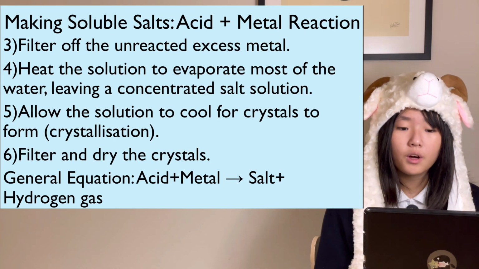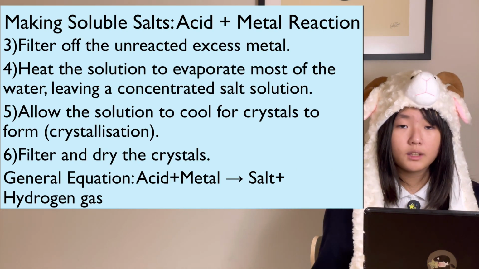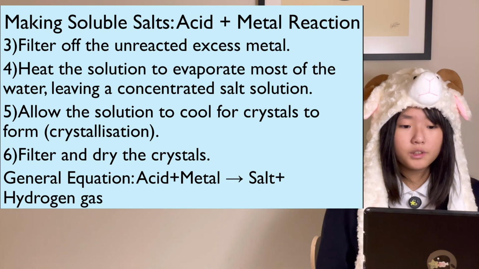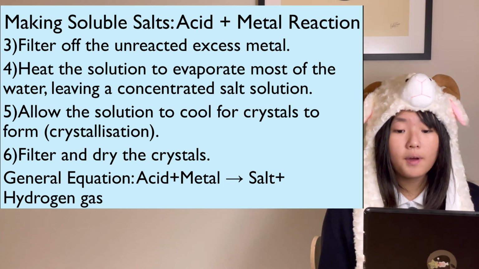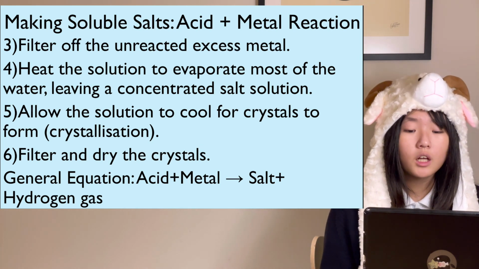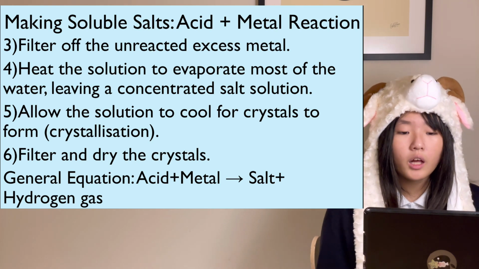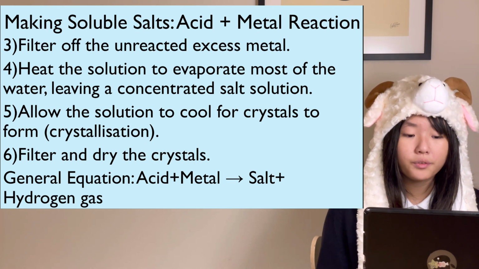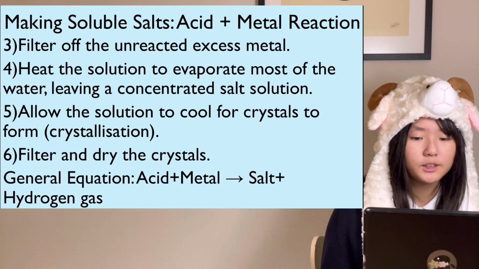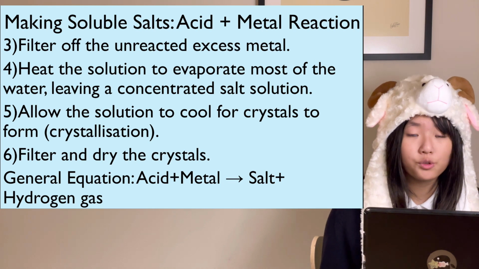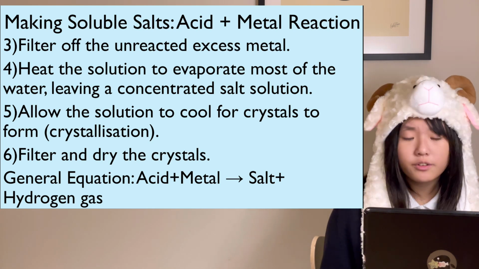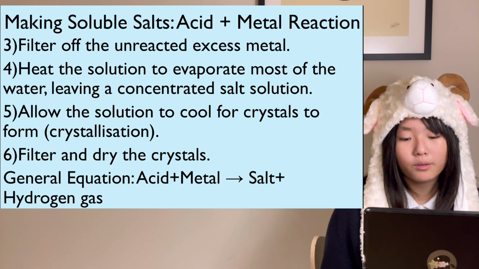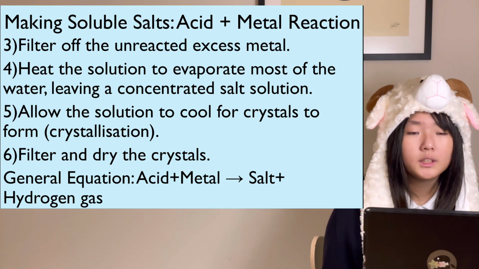Then filter off the unreactive excess metal using a funnel lined with filter paper. Heat the solution to evaporate most of the water, leaving a concentrated salt solution. Allow the solution to cool for crystals to form, which is crystallization. Filter and then dry the crystals off. The general equation is acid plus metal becomes salt plus hydrogen gas.